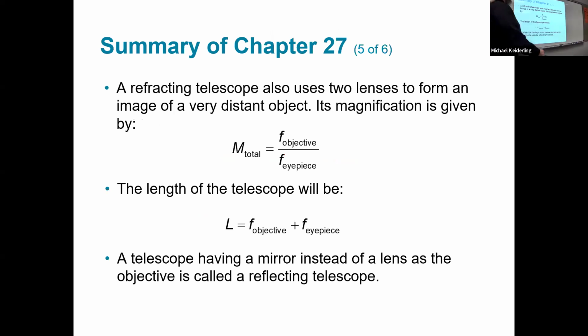A refracting telescope also uses 2 lenses to form an image of a very distant object. Its magnification is given by the focal length of the objective over the focal length of the eyepiece. And the length of the telescope will be the focal length of the objective plus the focal length of the eyepiece. A telescope having a mirror instead of a lens as the objective is called a reflecting telescope. And all big, serious telescopes in use for research today are reflecting telescopes.